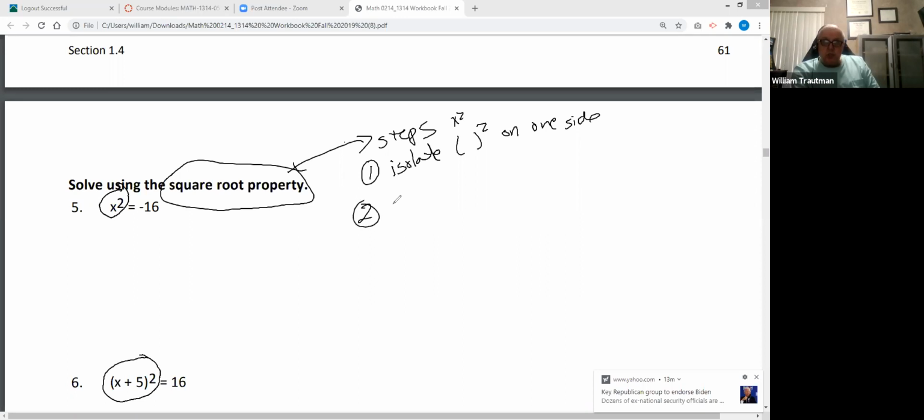Step 2, take the square root of both sides. What did I just write? That doesn't look like the word take. Is it getting late? Take the square root of both sides.